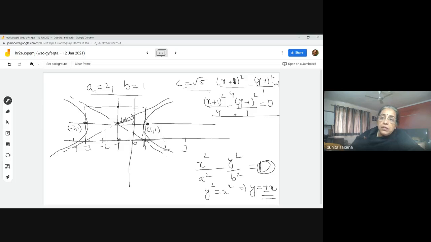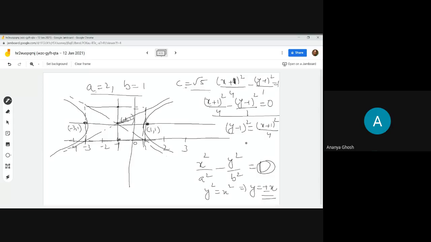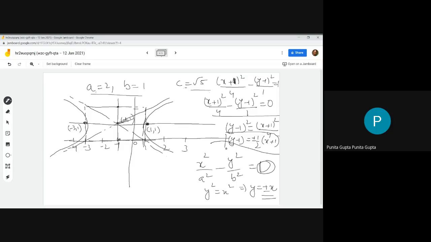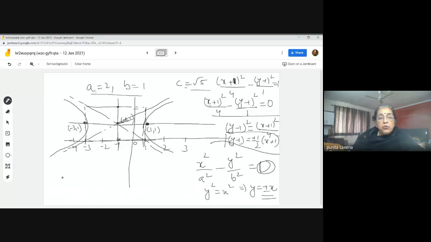You will get, basically this actually means that y minus 1 whole square is equal to, what will come? X plus 1 whole square by 4. Or y minus 1 is equal to plus minus half into x plus 1. Now simplify this, these two straight lines have come to us. Simplify this, you will get the two equations.